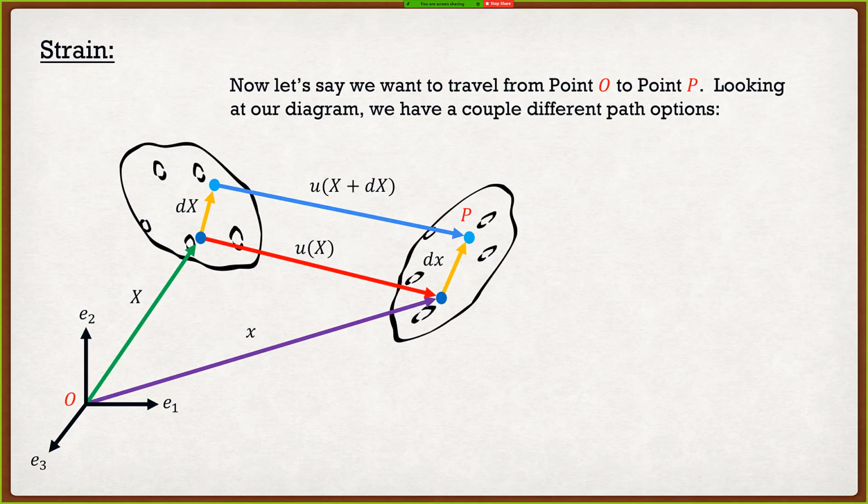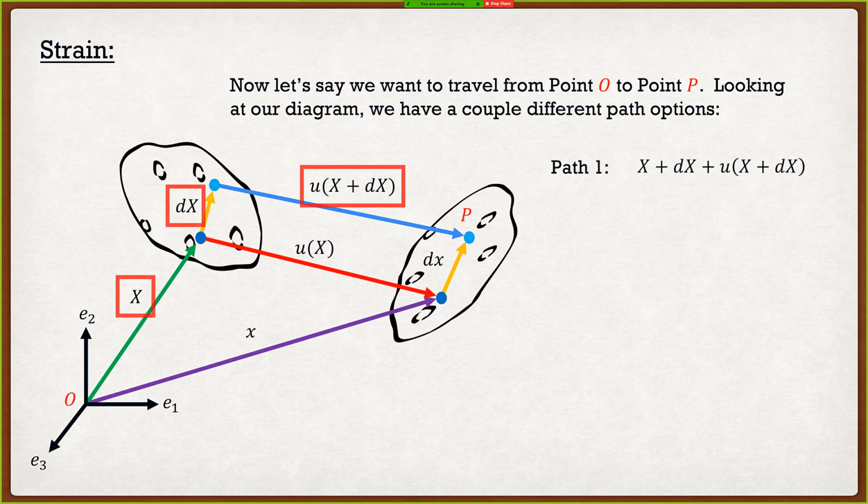All right, and if we look at this, we actually have many different path options. Let's look at path number 1. What I can do is go up big X, then up dX, and then across by u of x plus dx. All right, vector addition, that works out just fine. I end up at point P. Now, you guys may be saying, Clayton, that's the long way. Why would you want the long way? Let's look at the short way.